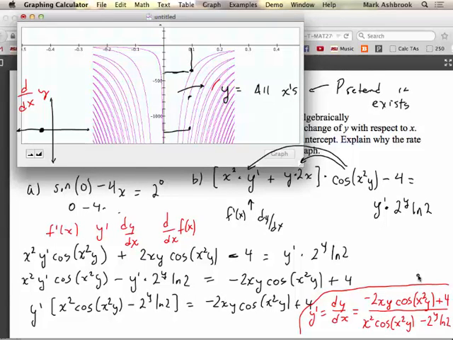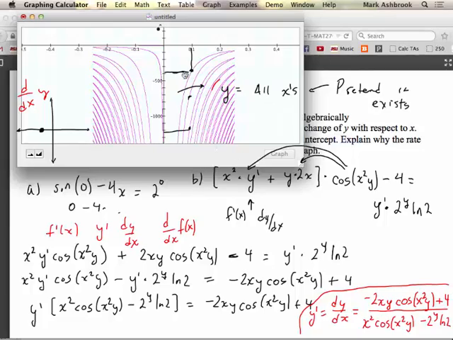Okay? So with these equations, you don't have y as a function of x. For certain x values, you could have lots of y's, but there is a rate of change at each one of those points. By having x's and y's in the formula, you can pinpoint exactly what ordered pair you want and get the rate of change for that ordered pair.